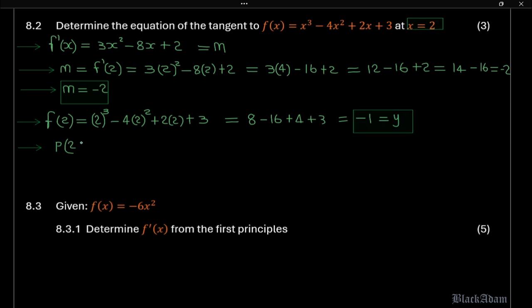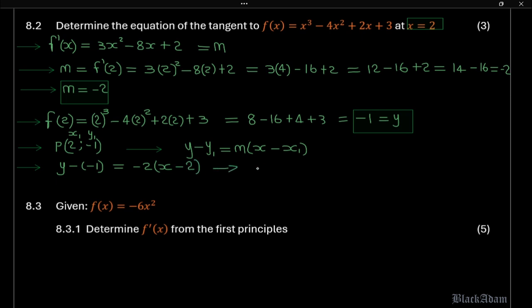So that is it. Our y is negative 1, and then from there we have the equation of the tangent, which is a straight line: y minus y1 is equal to the gradient bracket x minus x1. So the coordinate at P is x1, y1, where x is 2 and y is negative 1. So we substitute into the equation, so that means our gradient is that and our values are from the point. So y minus negative 1 is equal to negative 2, which is our gradient, multiplied by x minus 2.